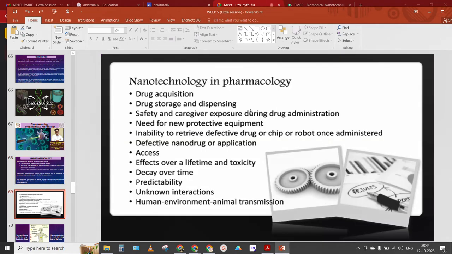So, the nanotechnology in pharmacology field. Why do we use nanotechnology in pharmacology? Due to some applications and factors like drug acquisition, drug storage and dispensing, safety and carrier, its access, defective nano drug applications, its decay over time, its predictability, and its unknown interactions, human environment, animal transmission. A lot of factors are there due to which we use nanotechnology and nanopharmacology.